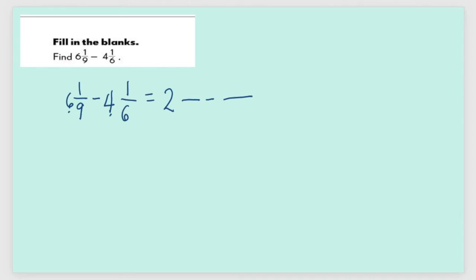So what's the common multiple of the denominators 9 and 6? It's 18. So let's use that number. 9 times 2 is equal to 18. So 1 times 2 is 2. Let's go to the second one. 6 times 3 is 18. So 1 times 3 is 3.